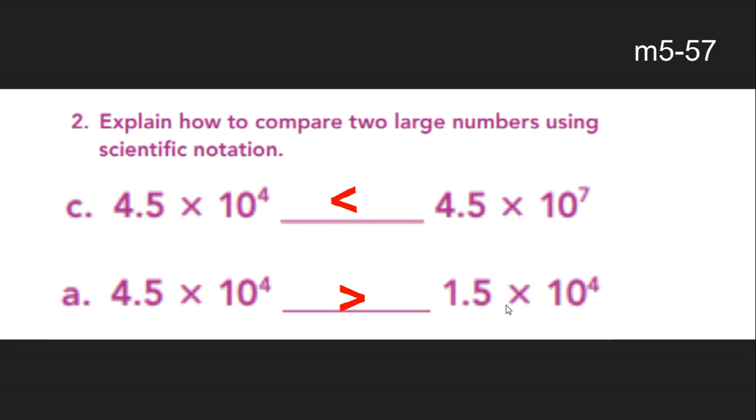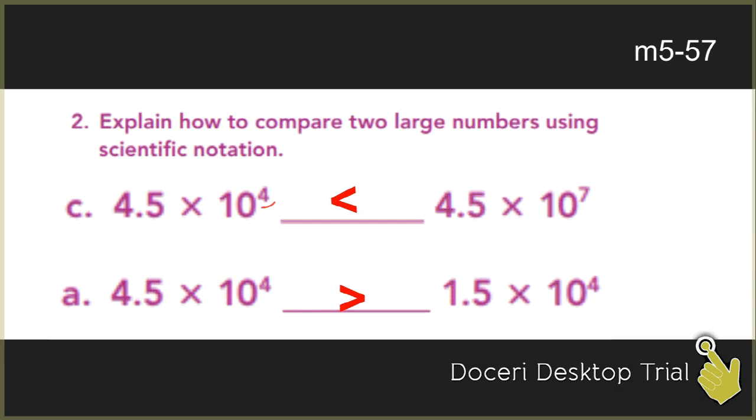So in our first example, which was letter C, our characteristics or our exponents were 4 and 7. Well, if we think about place value, any number that has 7 digits is going to be larger than any number that has 4 digits. So without doing any other work, we could look at our exponents and just say, okay, 7 digits is going to be larger than 4 digits, so then we could have our symbol showing that and opening to the bigger number. So again, all we did was look at our exponents.